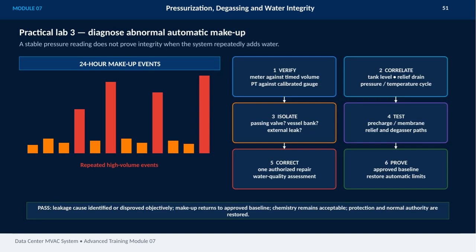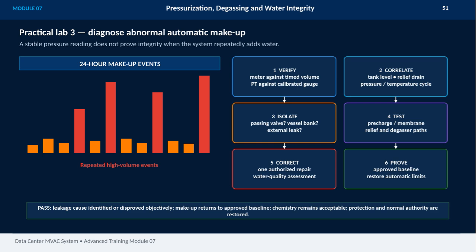In this practical lab, we're focusing on diagnosing abnormal automatic makeup in the Data Center MVAC system. It's important to understand that a stable pressure reading alone does not prove system integrity when water is repeatedly added. Watch for repeated high-volume makeup events over 24 hours, as these signal potential issues. To troubleshoot effectively, start by verifying your meter readings against timed volumes, and check pressure transmitters against calibrated gauges. Then, correlate tank levels, relief drain activity, and pressure and temperature cycles for a fuller picture.